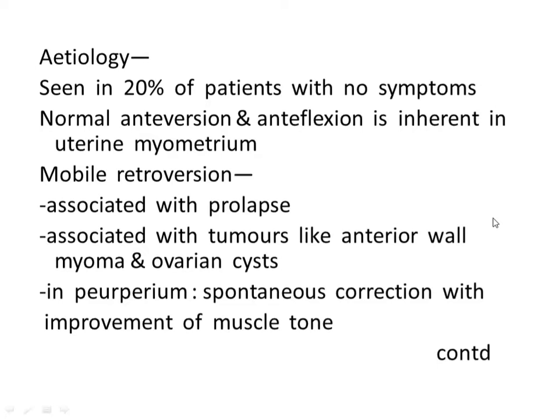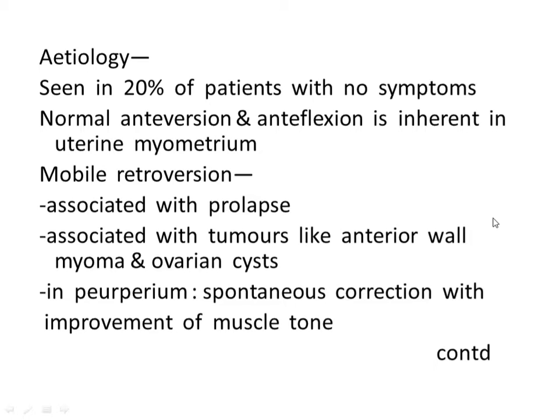So in this case of uterine prolapse, first the uterus becomes retroverted and then it descends down. An anteverted uterus cannot descend. So the uterus bends backwards or at least gains the mid position and then it comes down. So mobile retroversion you will see associated with prolapse. Now also it may be associated with tumours like anterior wall myoma and ovarian cyst.